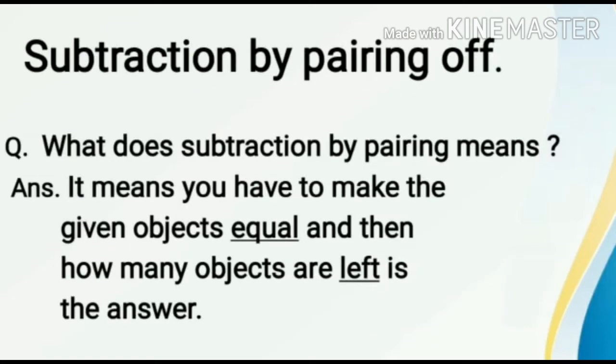We will now learn subtraction by pairing. But before that, let us understand what it means. It means you have to make equal pairs of the given objects and the rest which remain are your answer. Let us now see a few examples which are given in your maths textbook.